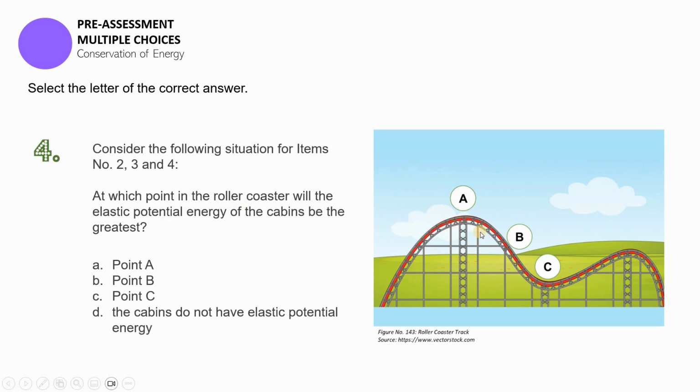Consider the following situation. At which point in the roller coaster will the elastic potential energy of the cabins be the greatest? A. Point A. B. Point B. C. Point C. Or is it D. The cabins do not have elastic potential energy. I hope that you are doing great so far.